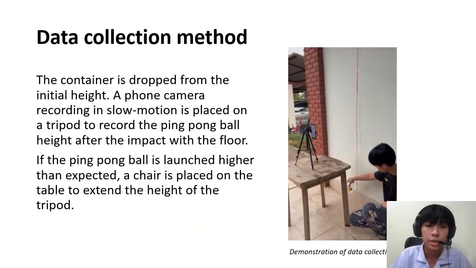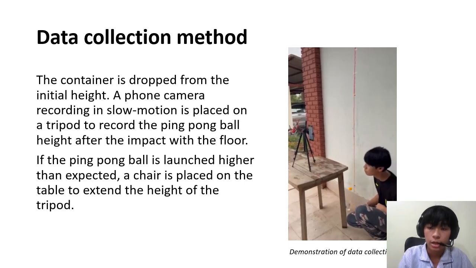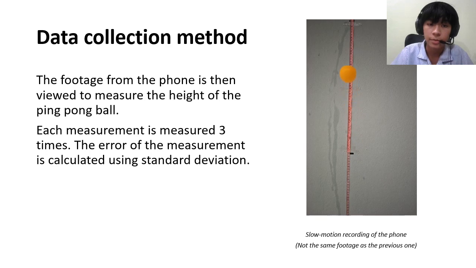This is the data collection method. We have a phone recording in slow motion. We can view the footage from the phone recording in slow motion to measure the height of the ping pong ball. Each measurement is repeated 3 times and the error is calculated using standard deviation.